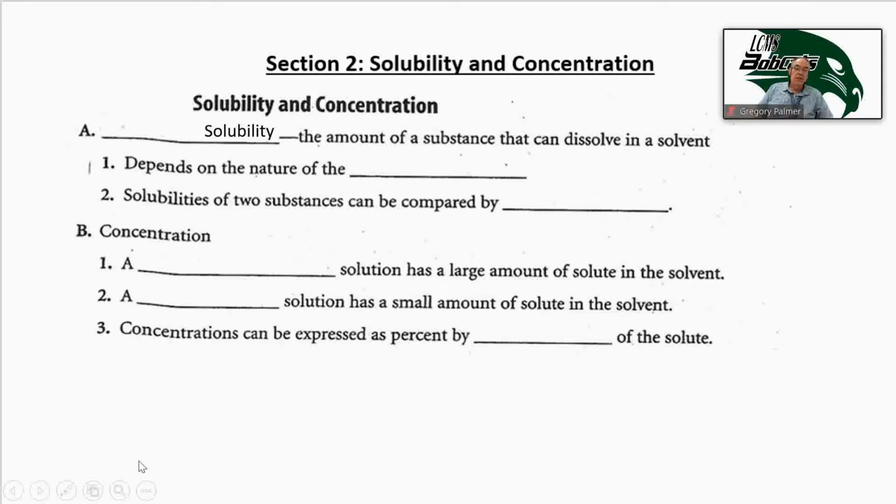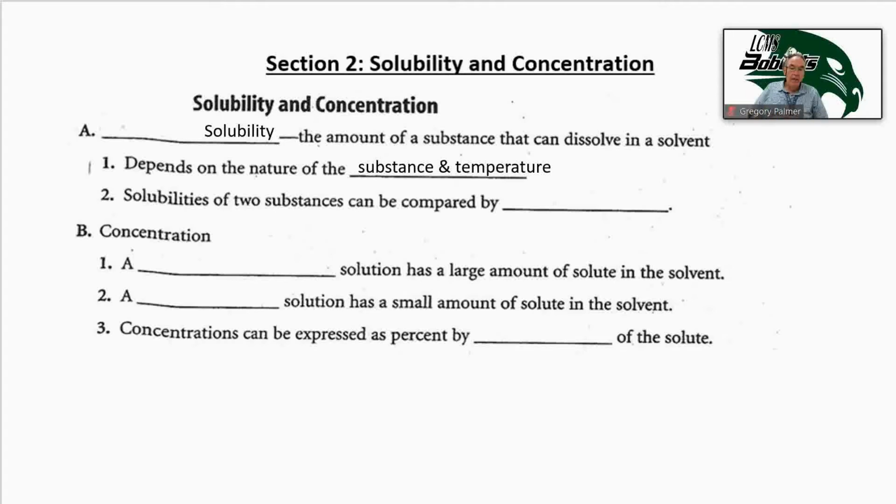Solubility. The definition of solubility is the amount of a substance that can dissolve in a solvent, and it depends on 2 things: the nature of the substance and the temperature. So let me briefly explain. The nature of the substance. So let's say we're mixing either sugar or salt into water. The nature of the substance, whether it's the sugar or the salt, determines how much is going to dissolve. You can dissolve a lot more salt in water than you can sugar.